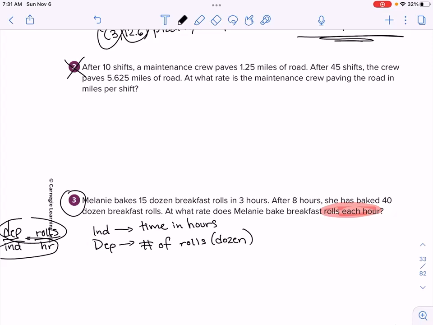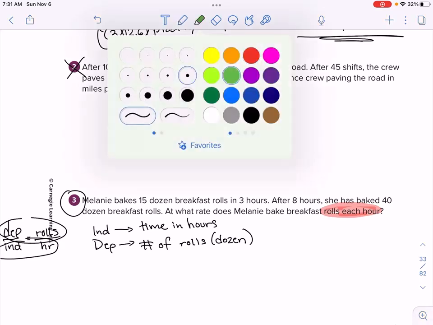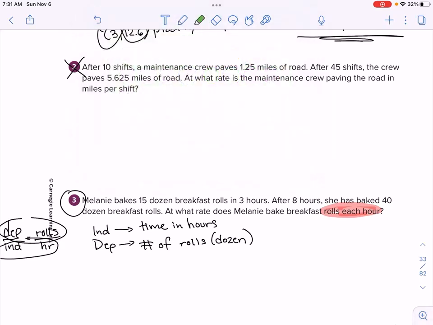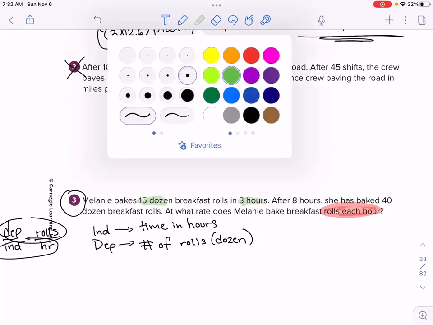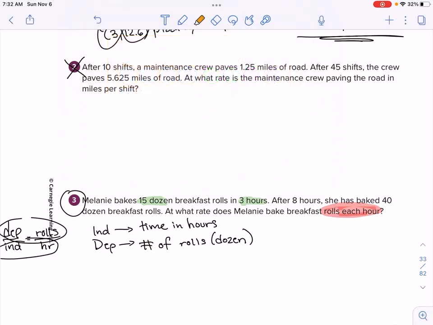Now comes the time where we're writing ordered pairs. We typically start at 0, 0, or 0 for the independent variable, but we're given quite a bit of information. So let's highlight this. 15 dozen in 3 hours. That looks like it's an ordered pair. And then separately, at 8 hours, she's baked 40 dozen.